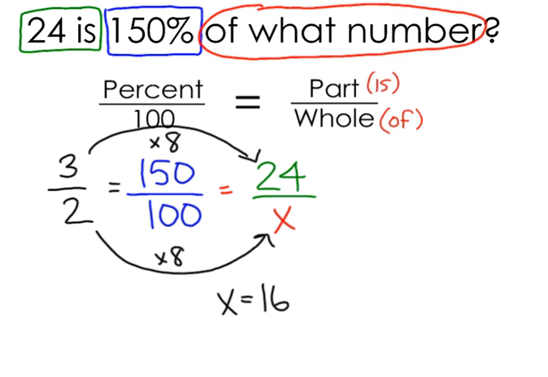And any percent over 100 means that you're going to have an improper fraction. So just like we saw 150 over 100, 24 over 16 would match up with that.